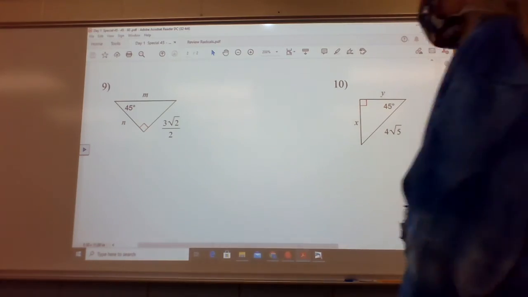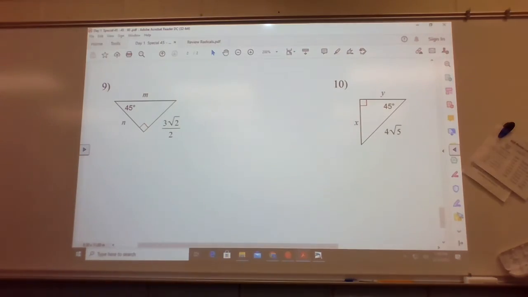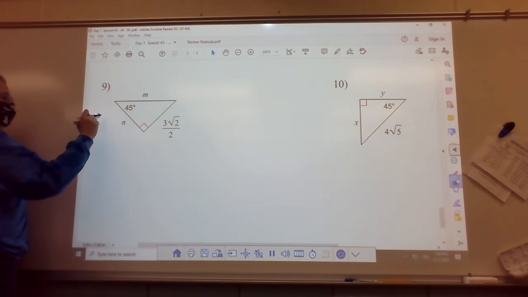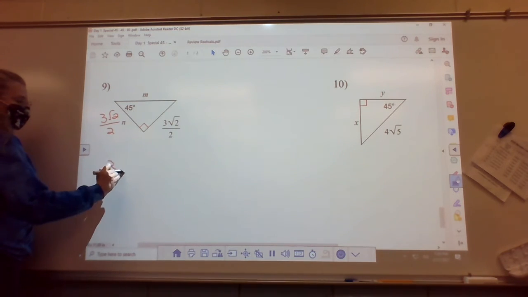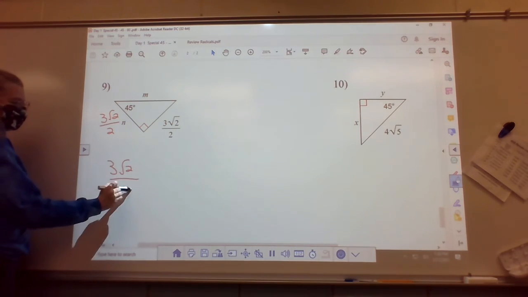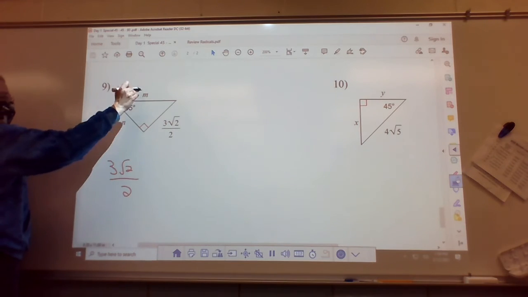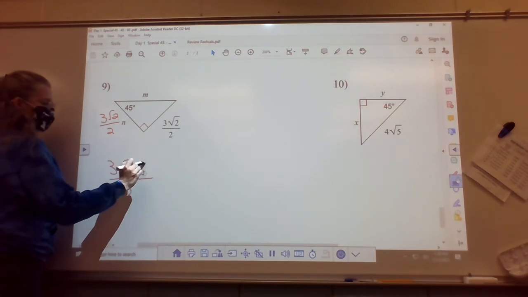So this guy. Number 9. What am I giving you? Leg or hypotenuse? Leg. So this leg's going to match. So just write it again. Pretty close to the last one we did, because going to hypotenuse, again, we're going to have to multiply by the square root of 2.